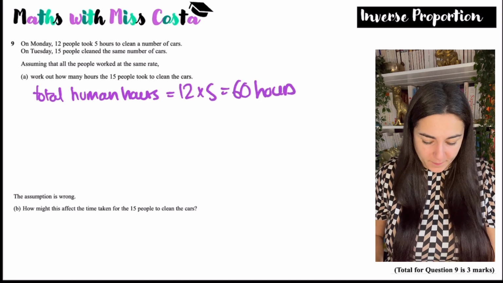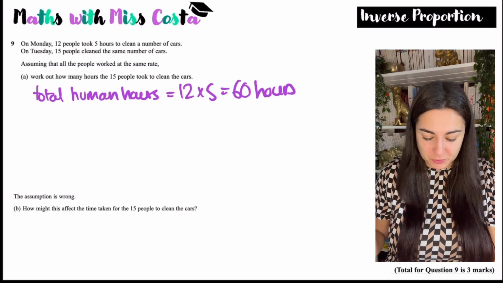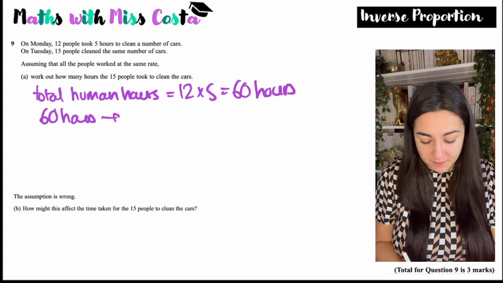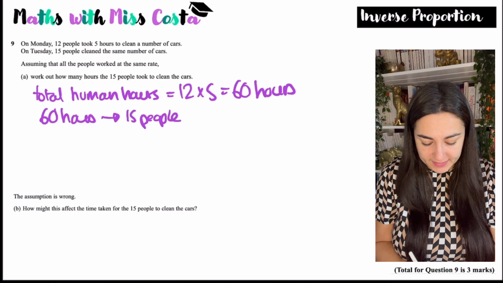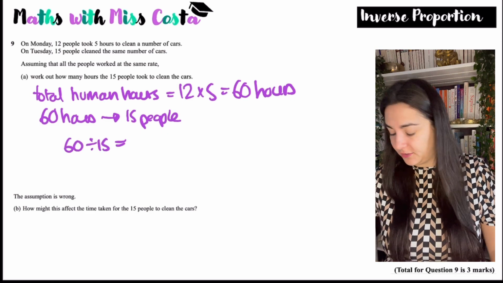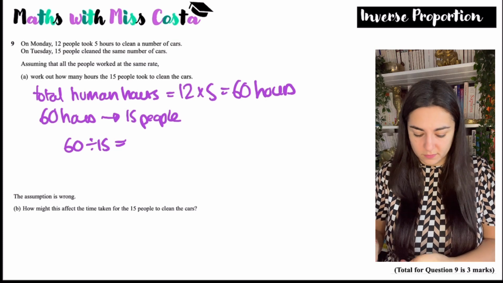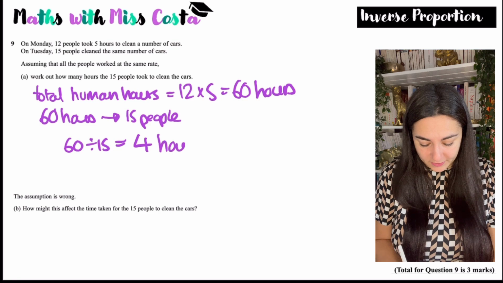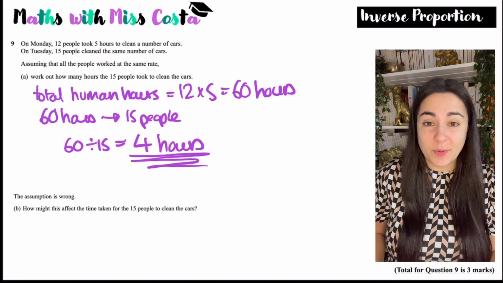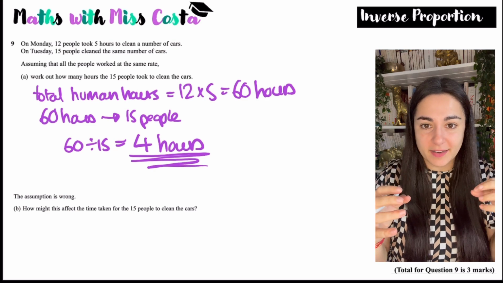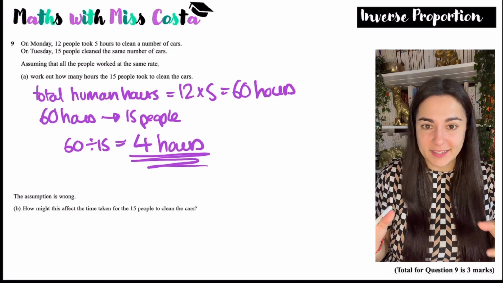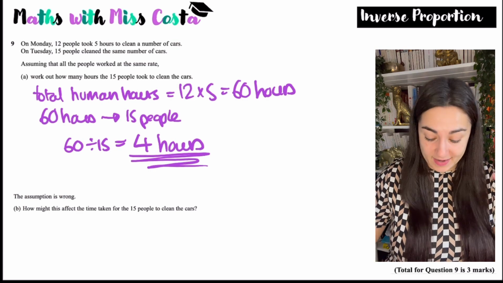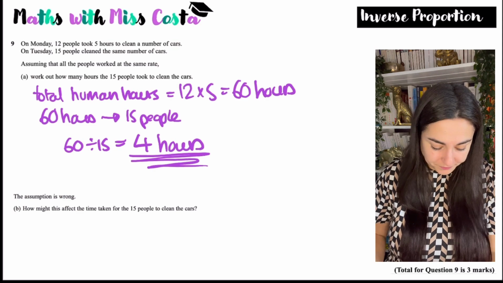Okay, so work out how many hours 15 people took to clean the cars. So we know 60 hours are worked in total, and they're split between 15 people. So if we do 60 divided by 15, we should get 4. Let's just double check. Good. So 4 hours each. Okay, so the key thing here when you're dealing with inverse proportion, work out the total amount of like human power or whatever it is, like if it's boats, like boat power, the total amount of hours worked, and then you can split that between your new rate of people.